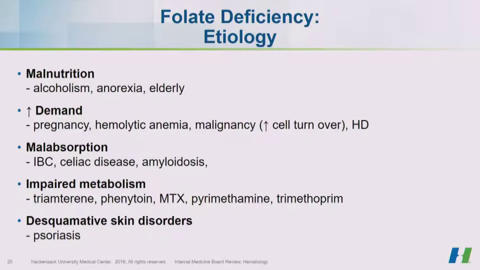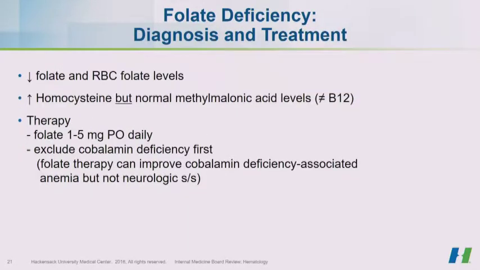The other causes listed on the slide are not so frequent. The clinical manifestations are essentially identical to B12 deficiency. So you have the same morphologic changes in your peripheral smear, the same sort of macrocytic hyperchromic changes. You look for serum folate. That's not very reliable. It's better to look at red blood cell folate levels.